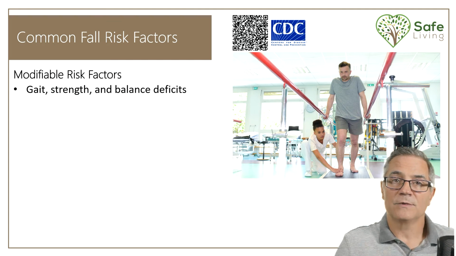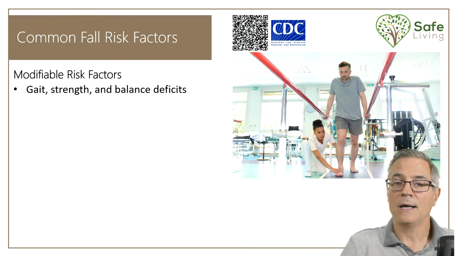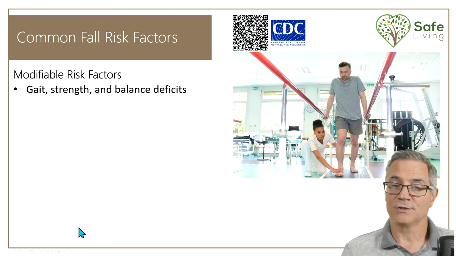So one of the things the CDC has done is look at the common fall risk factors, and out of those risk factors, what are modifiable? What can we do to make our falls less risky? We're going to go over that. The first item listed is gait, strength, and balance deficit. So what can we do to make that better in our home?